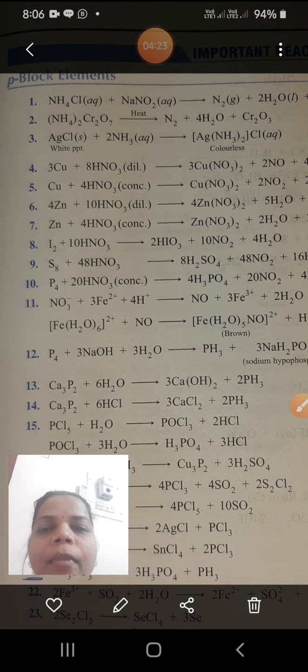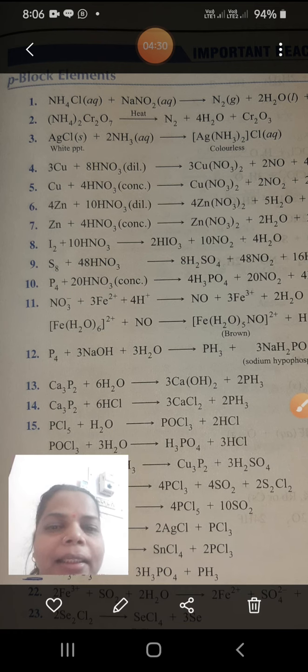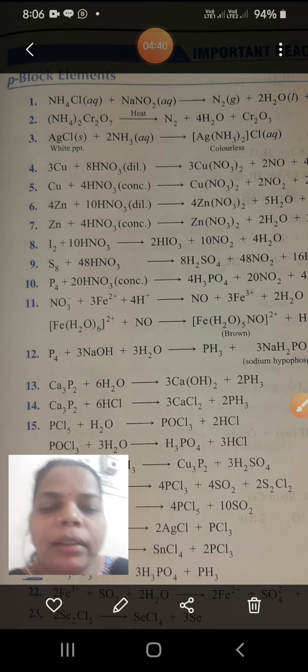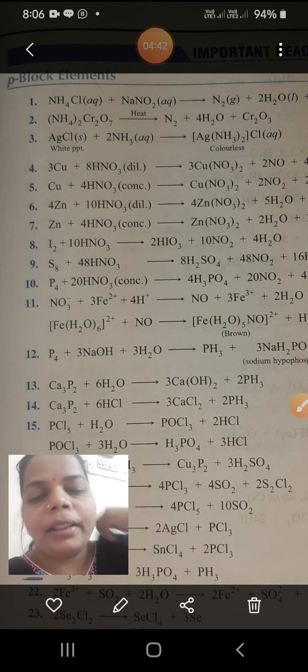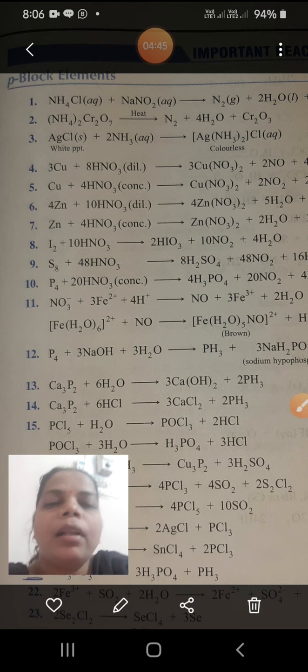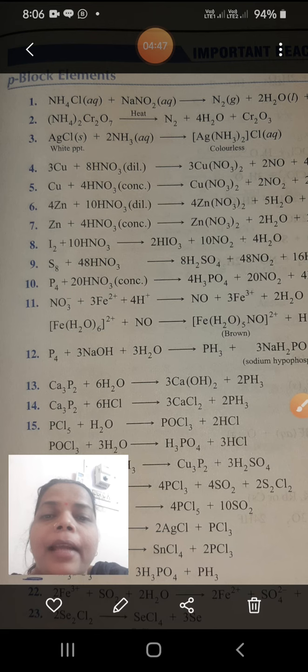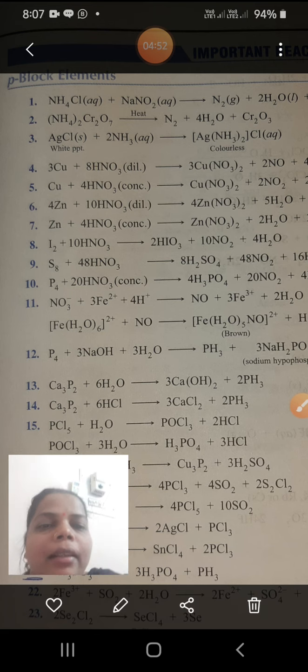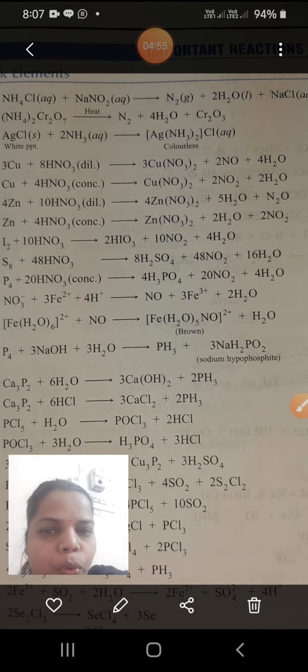Next, when iodine is reacting with nitric acid, iodine is a non-metal. When it reacts with acid, it forms iodic acid, that is HIO3, plus nitrogen dioxide plus 4H2O. I hope that you all know how to balance the equation, so there is no need. Then sulfur and nitric acid reaction, you will be getting sulfuric acid, nitrogen dioxide plus 16H2O. So these reactions are very important.